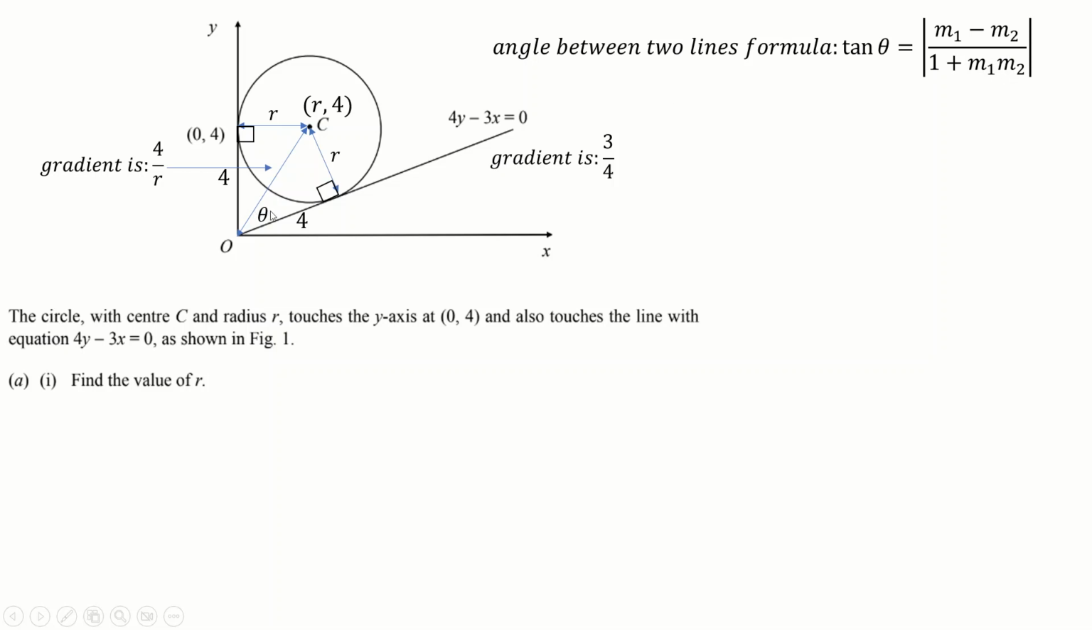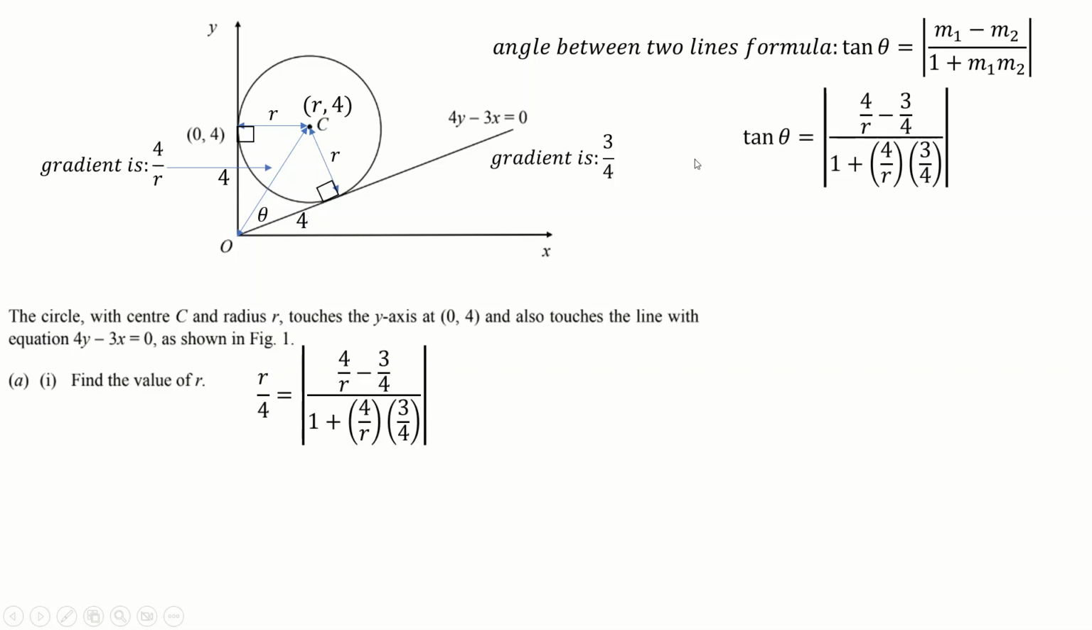But I know that tan theta, theta being this, is equal to 3/4 minus 4 over r over 1 plus 3/4 times 4 over r. But think about tan theta here. Tan theta is also opposite over adjacent. It's also r over 4. So I can replace that with an r over 4. I can put in all these m's into here, and I end up with this down here. Now, okay, let's deal with this then. So let's put these fractions together.